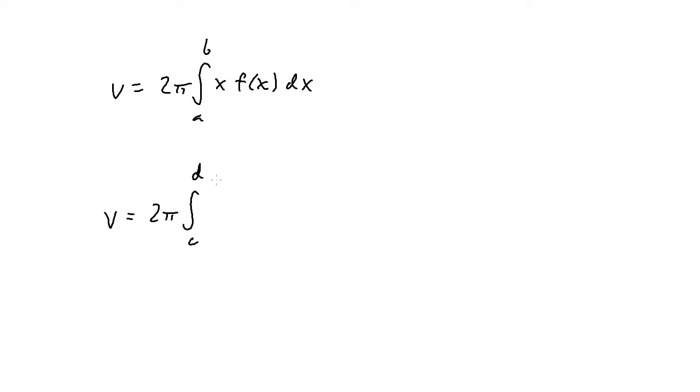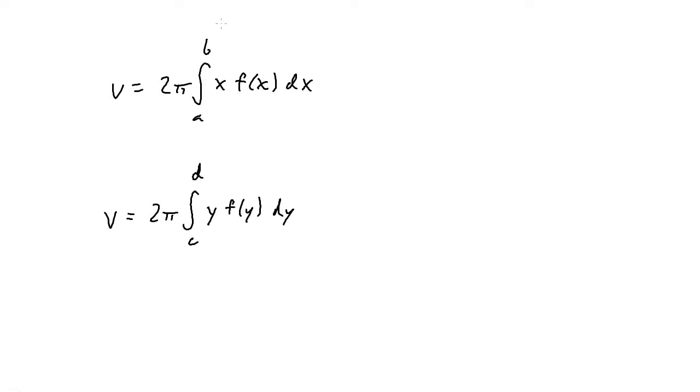Now the formula for the shell method: the volume is going to equal 2 pi times the integral from a to b of x times f of x dx. And once again, we're using x variables because we're rotating around the y-axis. However, if we're going to rotate around the x-axis, then we have to put everything in terms of y. So the formula is going to be 2 pi times the integral from c to d. Once again, those are y bounds this time, of y times f of y dy.